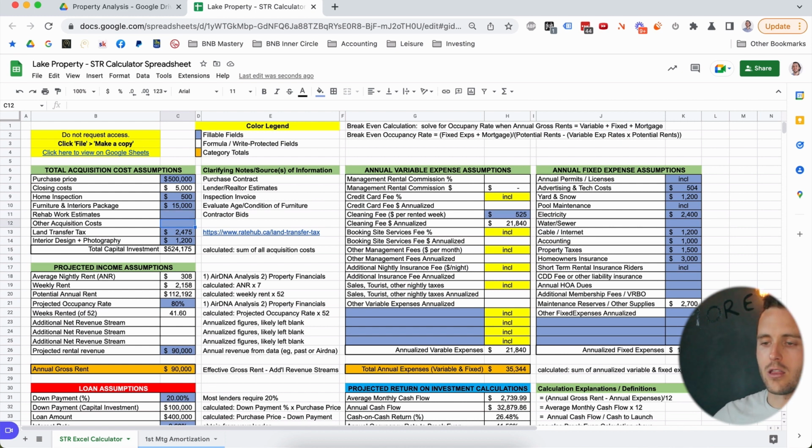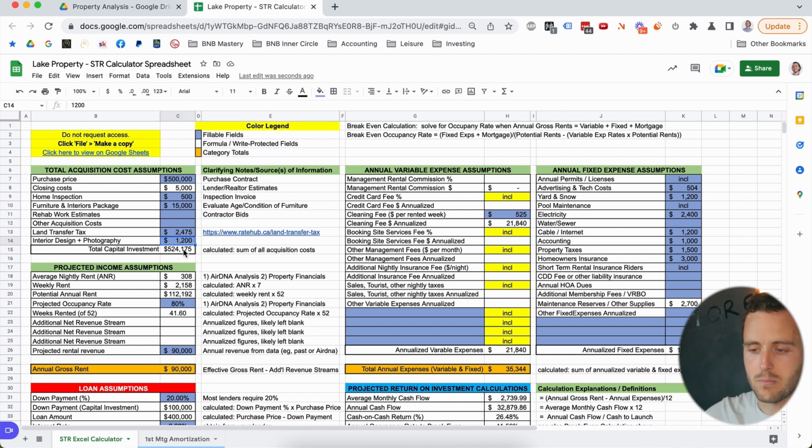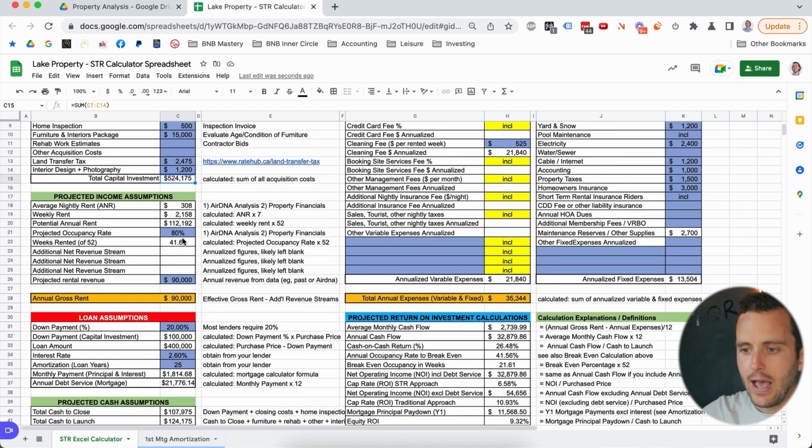It's not like we're borrowing money for any of this that we would then put the interest on, but it's really nice to have that space so that let's say that you are borrowing money and you're going to have a cost of borrowing that money for the interior design or for the furniture, for the rehab work, you can factor that in here. Land transfer tax, I just calculate that at the link here at $24.75, and then interior design and photography at $1,200. It's about $600 apiece for interior design and for photography. So that takes our total capital investment for the property and everything to $524,000 and change.